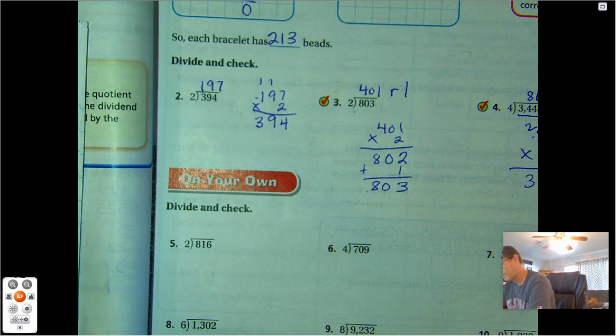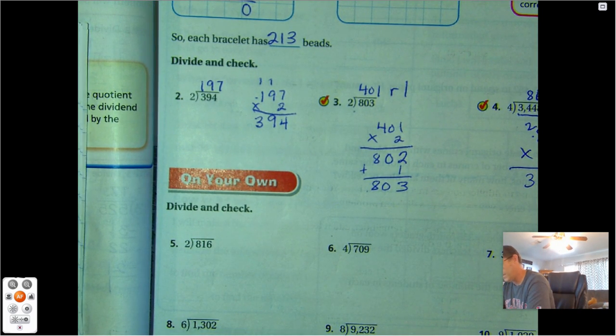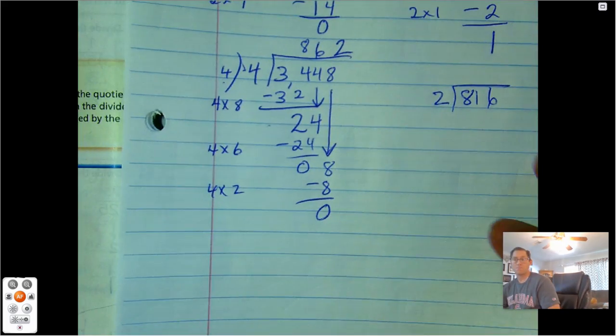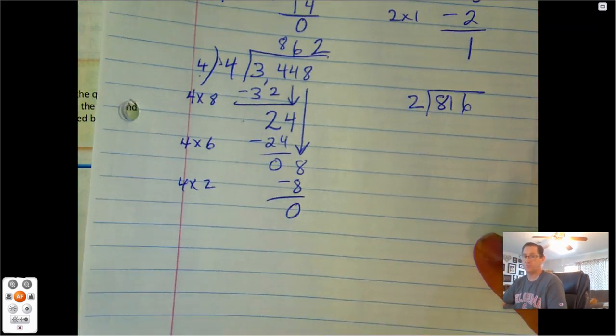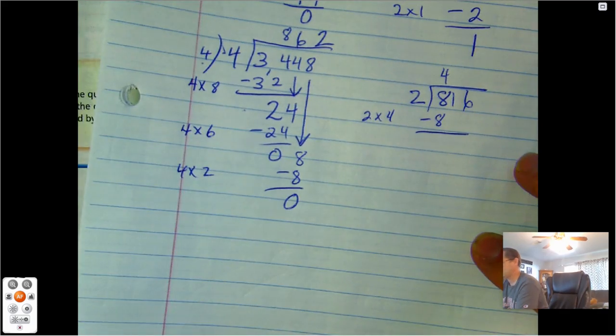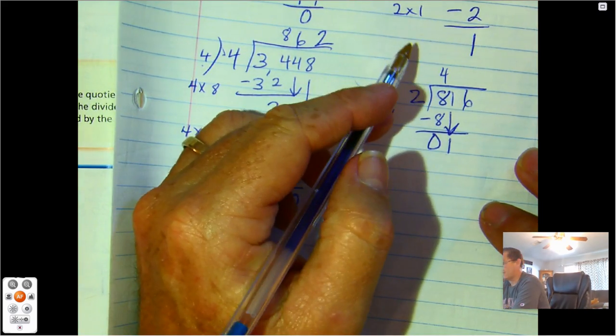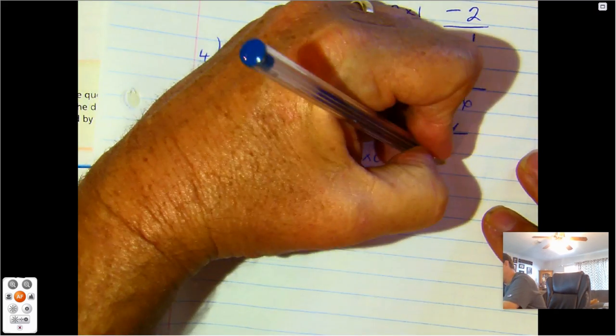816 divided by 2. Can we share 800s in 2 groups? Sure we can. 2 times 4 is 8. Subtract, we get 0 left. So there's nothing else left to share, so I'm going to bring down the 10. And I can't share that equally into 2 groups. So I have to show that I can't do that by placing a 0 in the quotient. So 2 times 0 is 0. And I still have that 10 left.